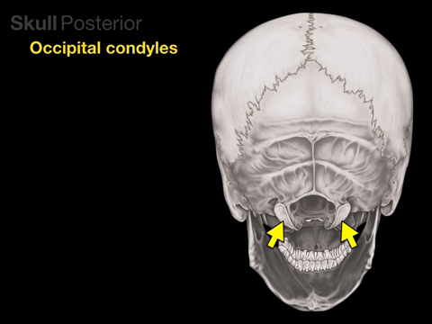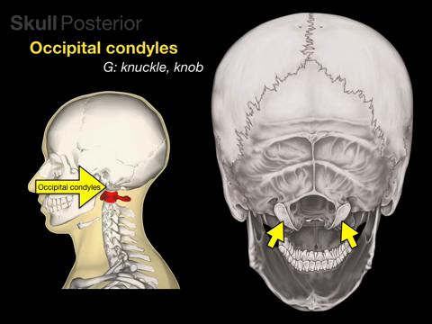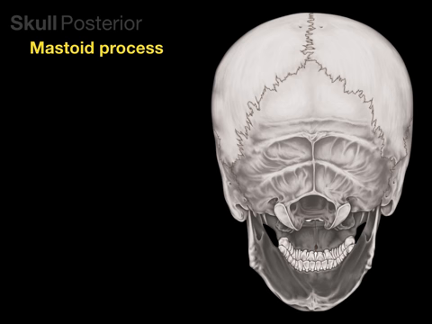Now, the occipital condyles are there, occipital for occipital bone, and condyles, which means a knuckle or knob. And these occipital condyles located right there articulate with the C1 vertebra, also known as the atlas, that allows for the yes, up and down motion. The mastoid process is located there from a posterior view.